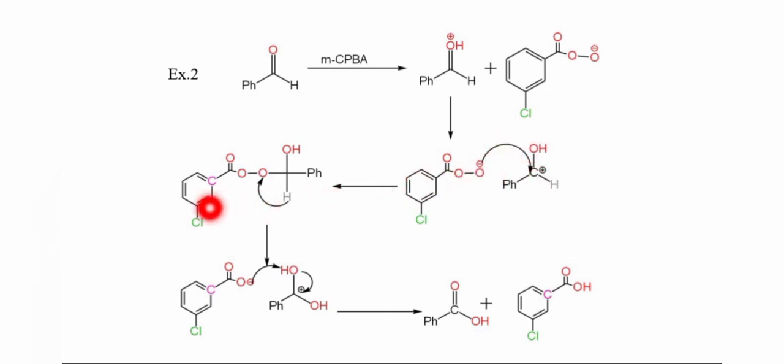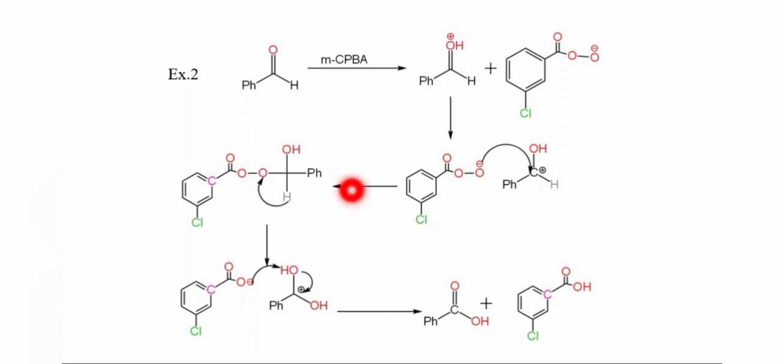In the next step this species will form, and as we know, because of electron repulsion this bond should break, and during this bond breaking the rearrangement takes place. So here we have two choices, hydrogen and phenyl. Which will migrate? Here I have migrated hydrogen. Why?